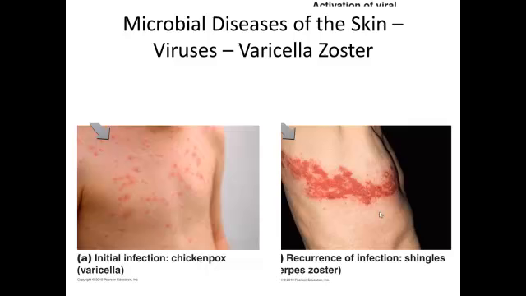Now, if you've had chickenpox, you cannot get chickenpox from somebody who has shingles. But if you haven't had it, you can get chickenpox. We call chickenpox the first initial infection. Shingles is where it gets reactivated.